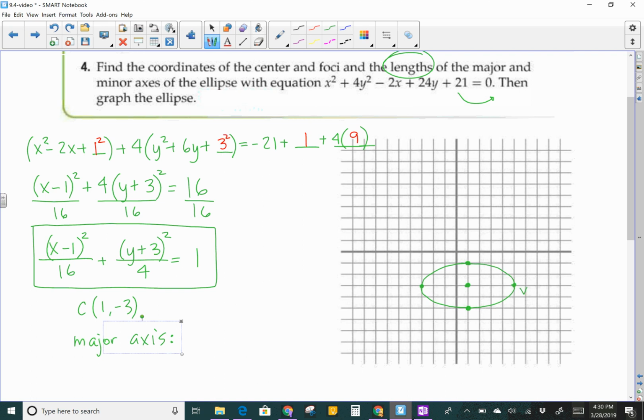Okay, that's a vertex. That's a vertex because it's the longer axis. This is a co-vertex. That's a co-vertex. You can label it if you want. So now if I ask you for those coordinates, you would give them to me. If I ask you for the major axis, I'm asking you how long it is. From one vertex to the other is 8. How long is the minor axis? That is from a co-vertex to a co-vertex, and that is 4 units. The lengths, and that's all they asked me for.